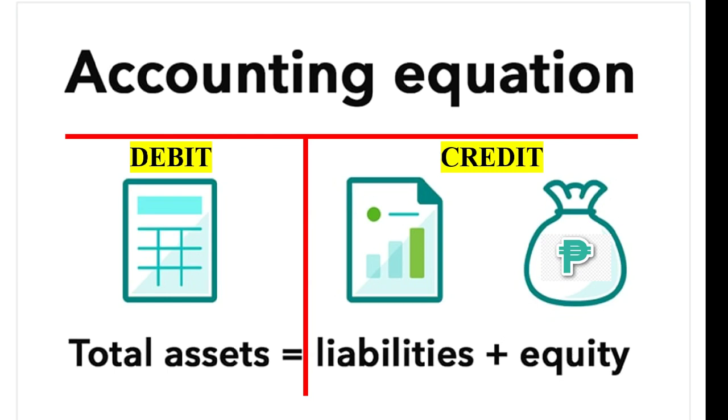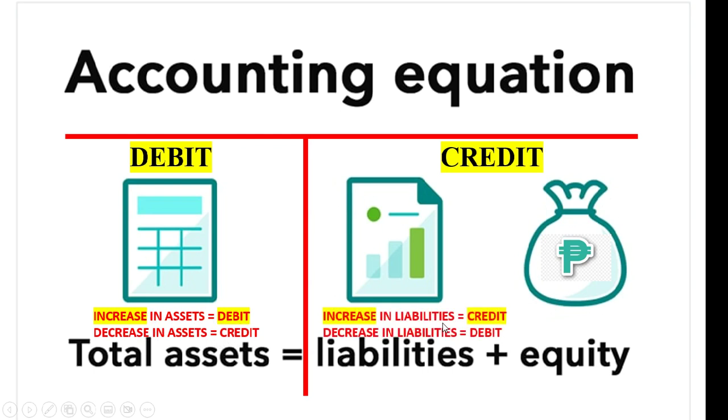If you want to decrease liabilities or equity, you have to debit it. Okay? So let's summarize. If you want to increase your assets, you should debit the asset. If you want to decrease the asset, you should credit the asset. If you want to increase liabilities, you should credit liabilities because that is under the credit side of the T account. If you want to decrease liabilities, you have to debit it.